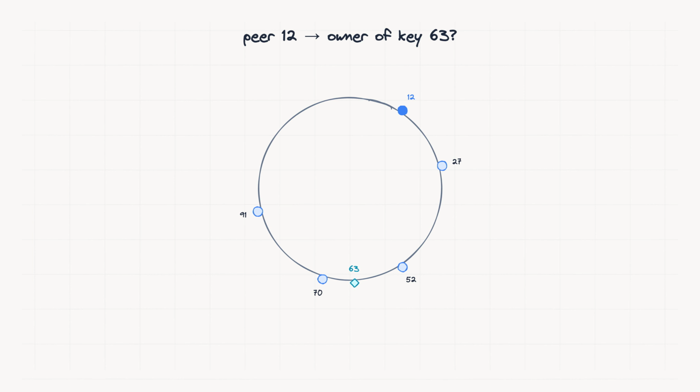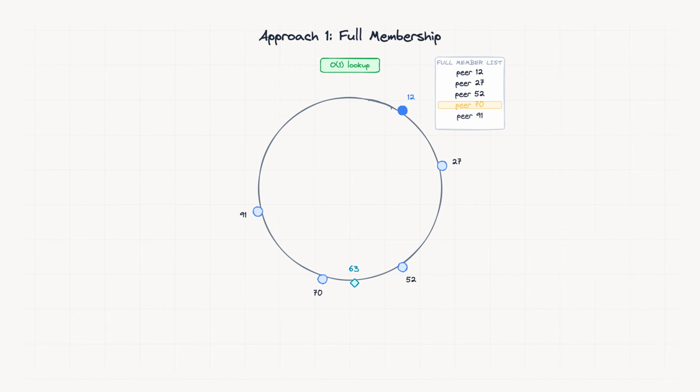Now you're at peer 12 and you need to find the owner of key 63. How do you get there? The first approach is obvious. Every peer stores a full membership list, the position of every other peer on the ring. You look at your list, scan for the first peer after 63. The answer is 70, instant, O(1) lookup.